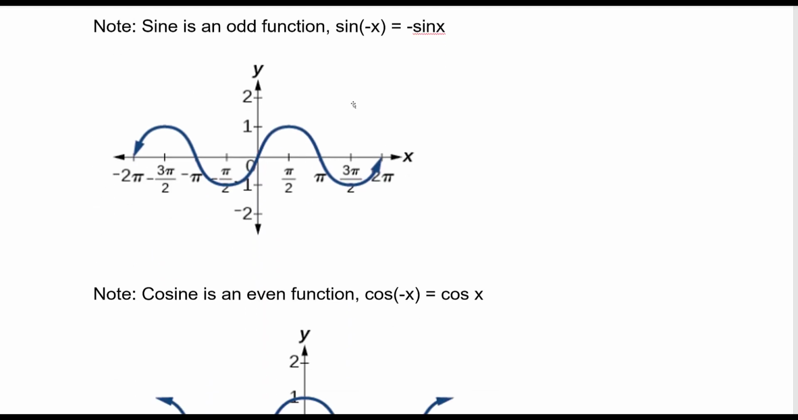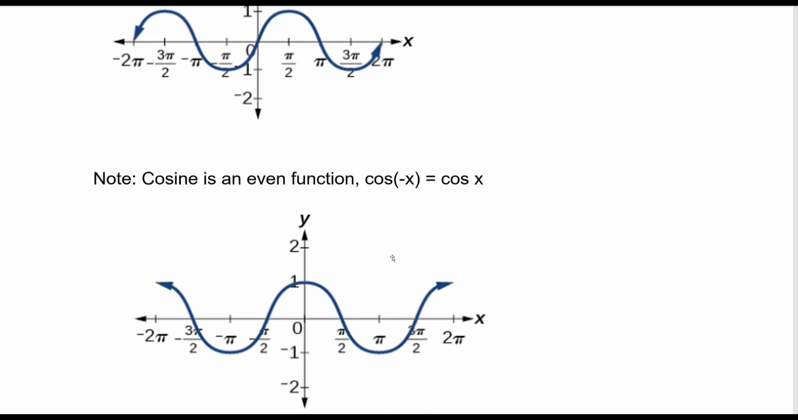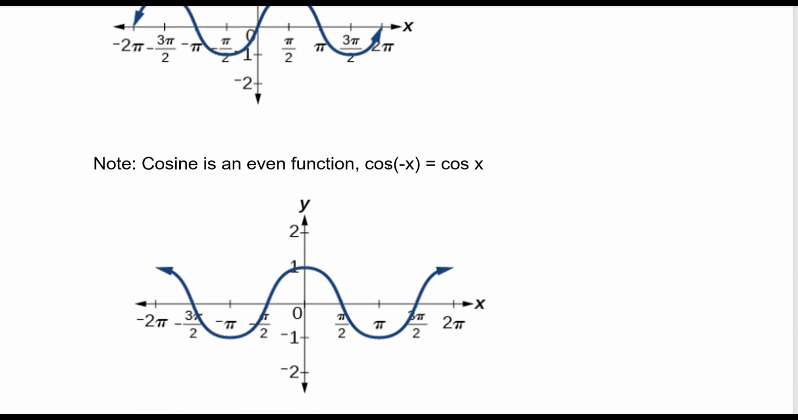Note that sine is an odd function. The sine of negative x is negative sine of x. That means it is symmetric with respect to the origin. So see this up here, see that down there, this here, up there. Cosine is an even function, meaning cosine of negative x is cosine of x. So it's symmetric with respect to the y-axis, and it's a mirror image here.